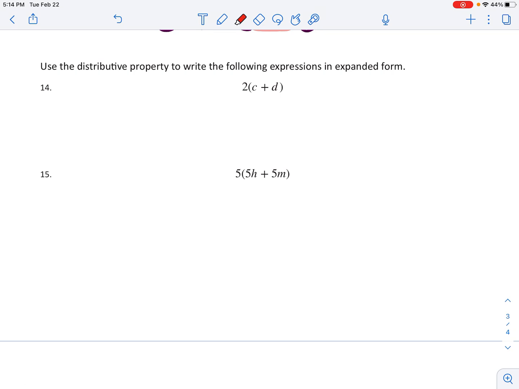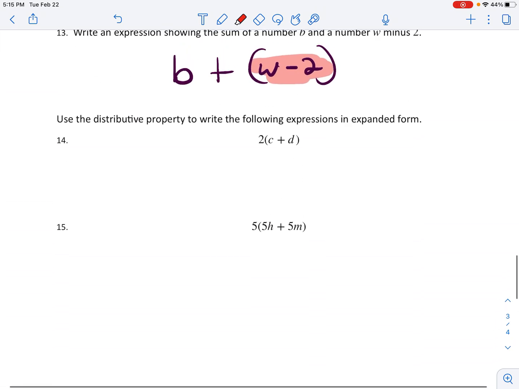14 and 15 and 16, I believe, is telling us to use the distributive property to write the following expressions in expanded form, okay?